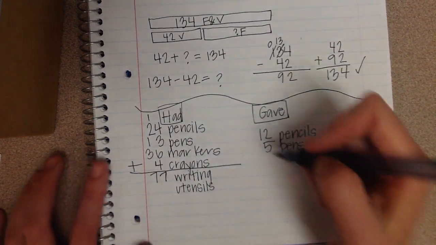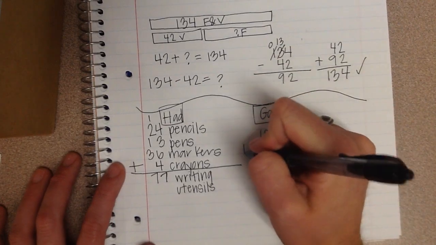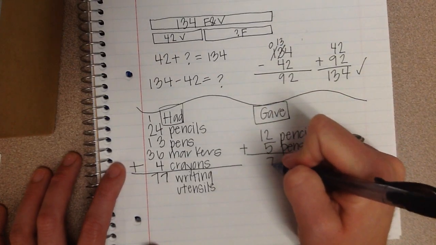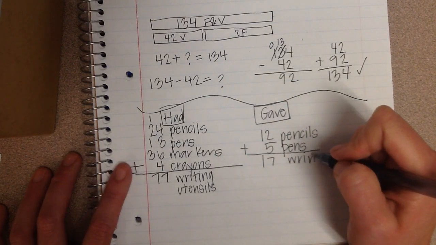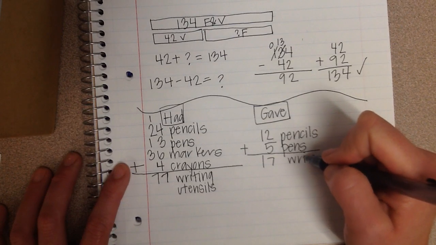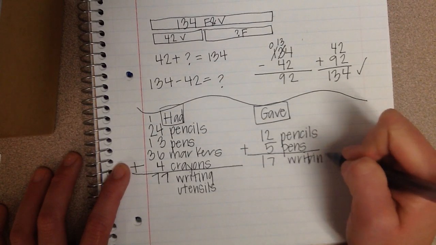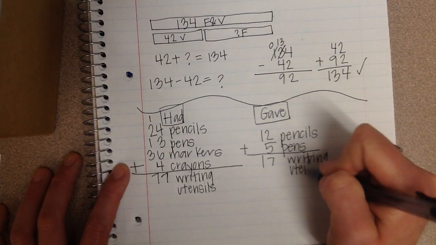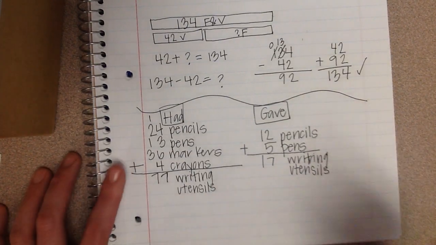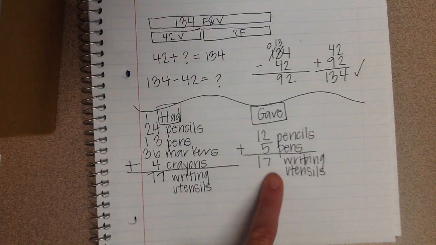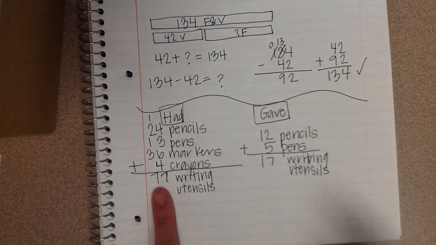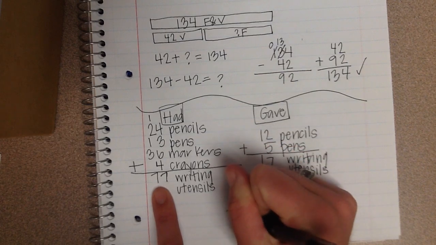Now let's add up how much he gave away. 2 plus 5 equals 7, plus 1, 17 writing utensils. Now I'm sure some of you are thinking, well, they gave away, so why are we adding? The reason we are adding is to get a grand total so we don't have to subtract as much. So now, if I gave away 17 writing utensils, I just need to take that away from my grand total, 77 minus 17.